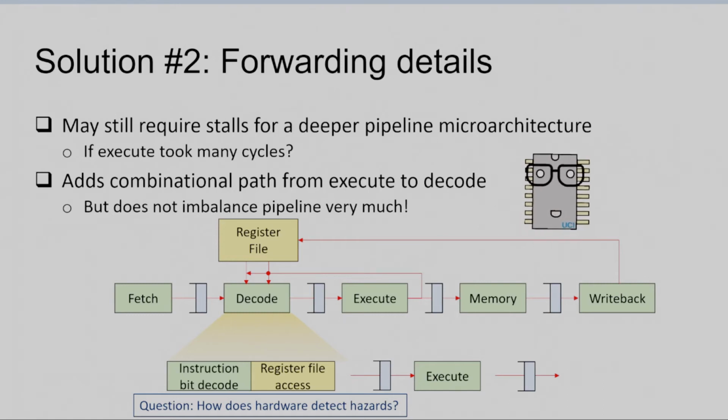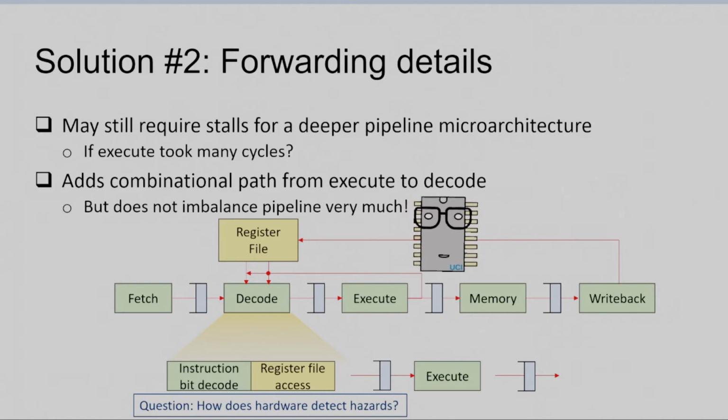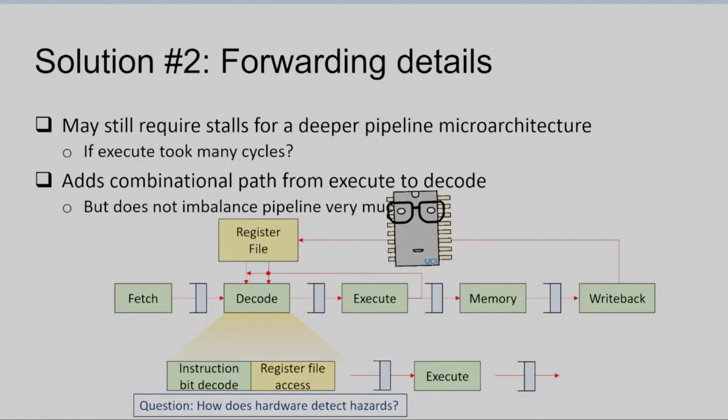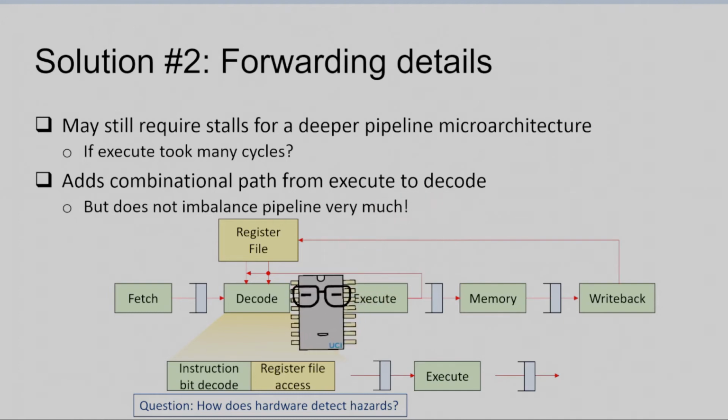Another thing is that it does also add a combinational path from execute to decode. So the results of the execute stage have to be combinationally moved to the decode stage. The critical path of the decode stage now also depends on the critical path of the execute stage, because only after the execute stage finishes, or at least the parts required to generate this forwarding data finish, can at least some of the decode stage execution take place. So here's a subdiagram below.